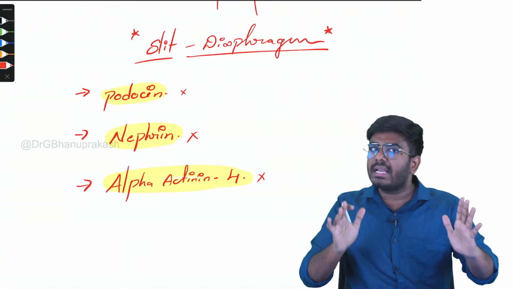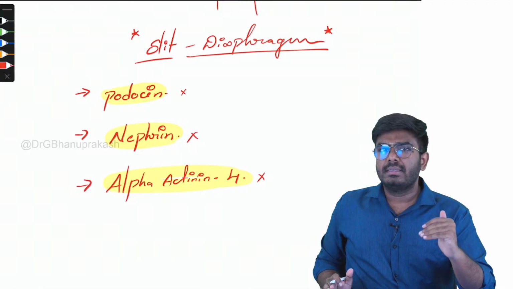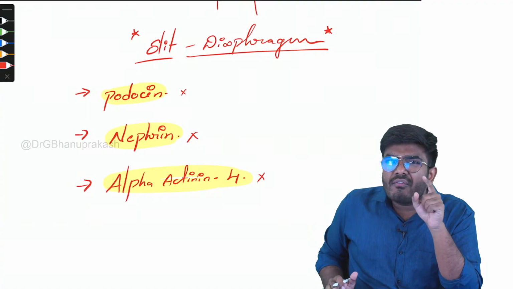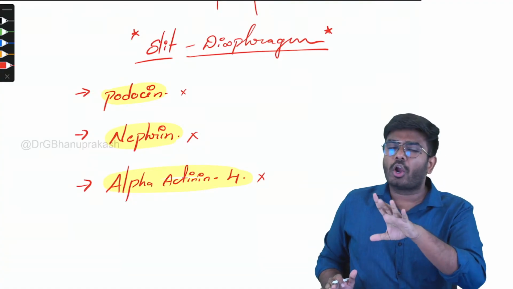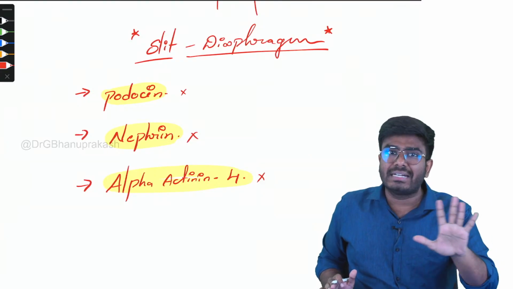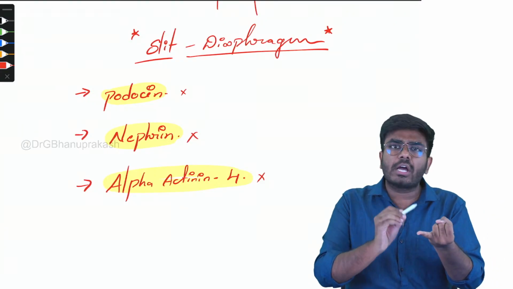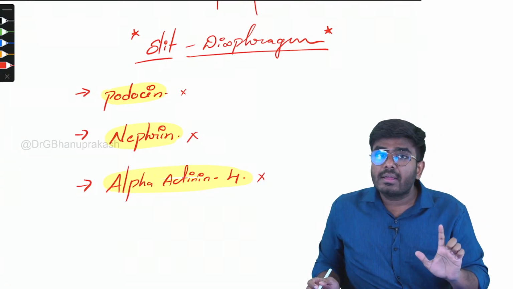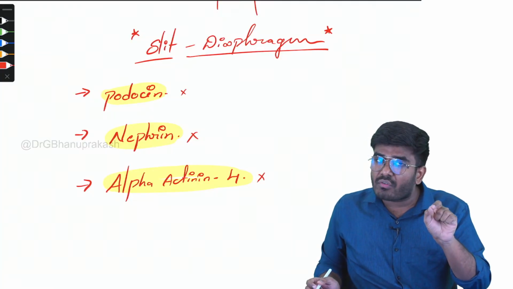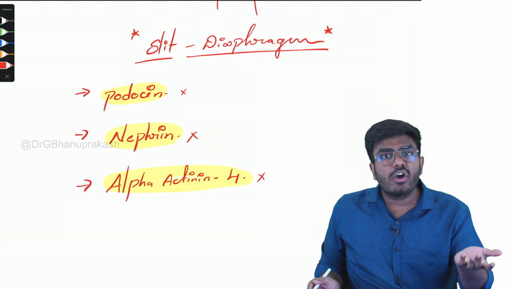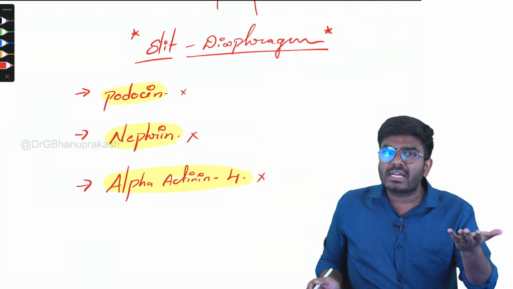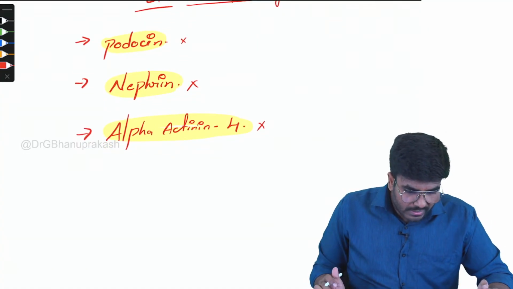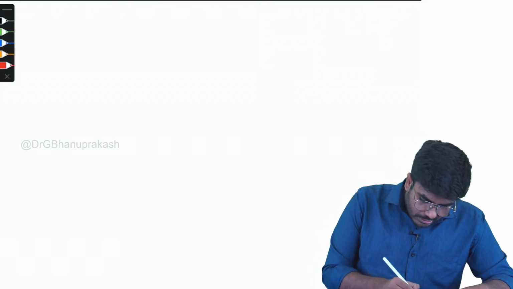Now, think logically and tell me: if there is any damage to the slit diaphragm, will that cause proteinuria or not? Normally, plasma proteins are not filtered. Plasma proteins like albumins, globulins, fibrinogen, clotting factors, are not filtered. But whenever there is damage to the slit diaphragm, that will cause leakage of plasma proteins into urine. That's called proteinuria.